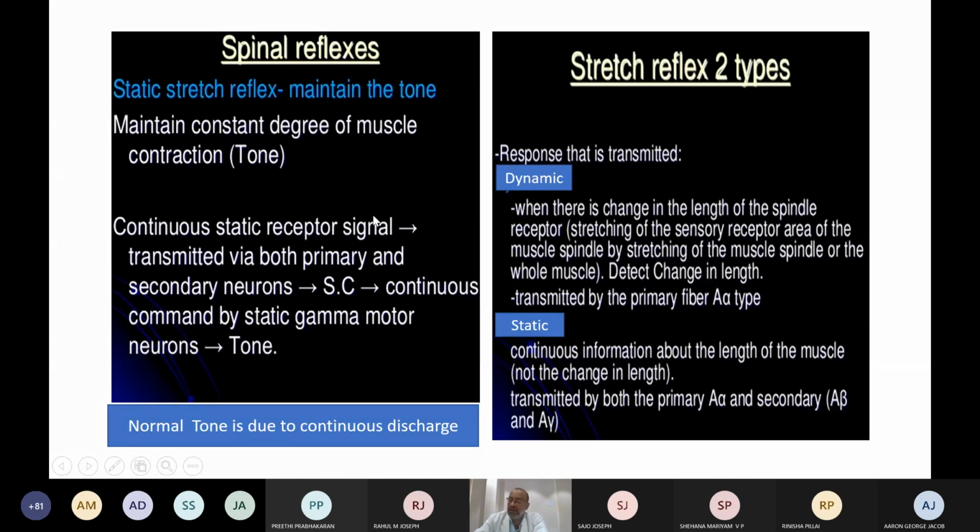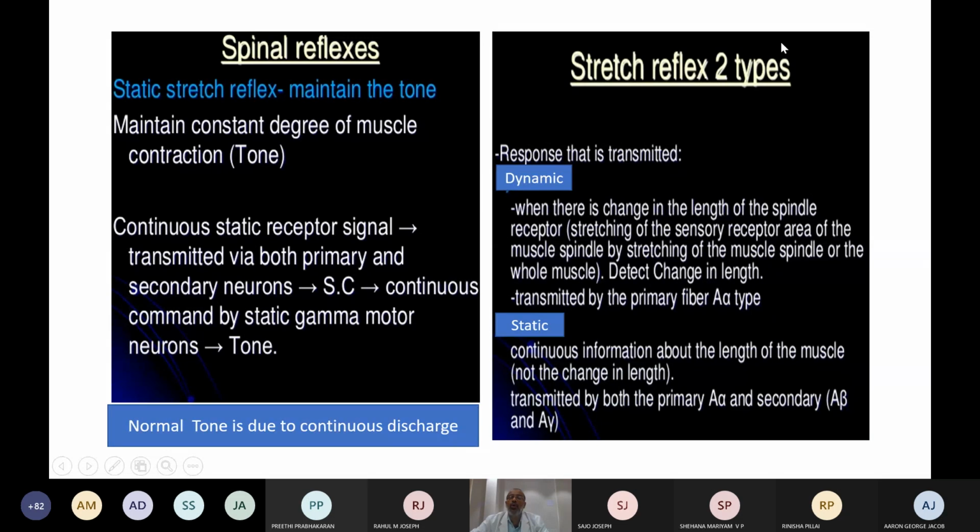Continuous static receptor signal is transmitted through both primary and secondary neurons to the spinal cord, and it results in continuous command by static gamma motor neurons, resulting in development of tone. Many times it is asked: what is tone? How is it maintained? What is the role of spinal reflex in the maintenance of tone?